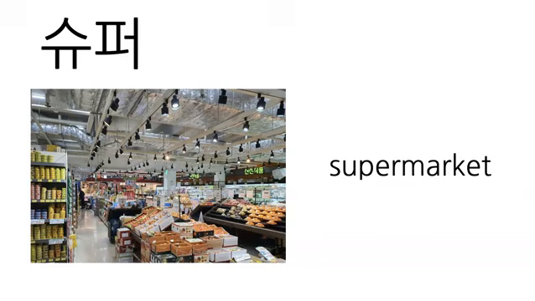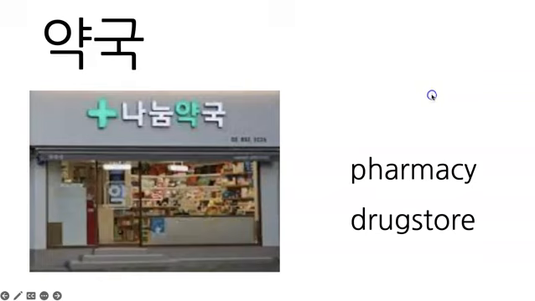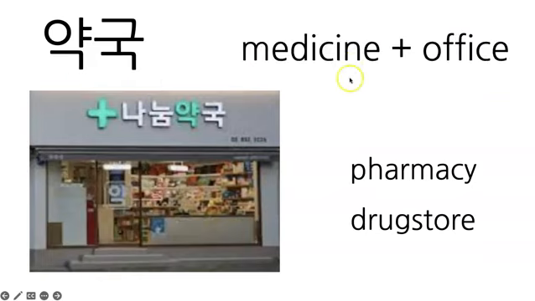Super is a shortened form of supermarket. So either supermarket or 마트. So all these three words can be used interchangeably. 약국, 약 meaning medicine and 국 meaning office, as in 우체국. 우체국 meaning post office. So 국 meaning office. So 약국 literally means medicine office. That means pharmacy or drugstore.